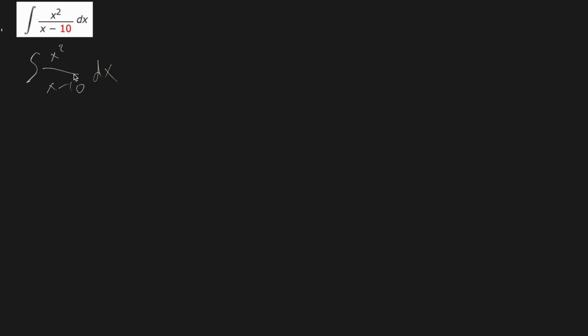When you have x squared over a binomial, an expression with two terms, x being one and negative 10 being the second, usually the easiest course of action to integrate is to first do polynomial division. So let's do that here. We've got x squared divided by x minus 10.